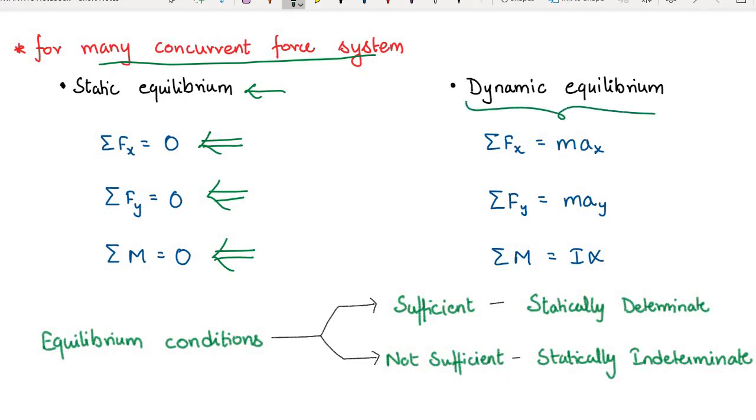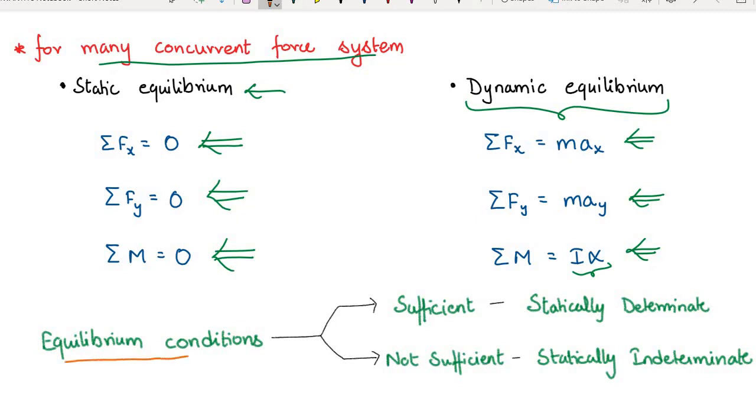And the conditions for dynamic equilibrium are: summation of horizontal components of forces equal to mass times horizontal component of acceleration, summation of vertical components of forces equal to mass times vertical component of acceleration, and summation of moment equal to moment of inertia multiplied by angular acceleration.